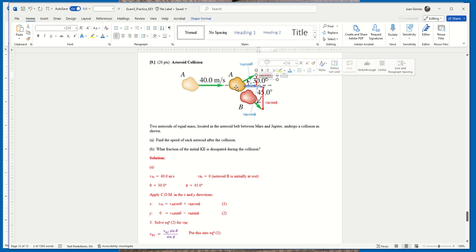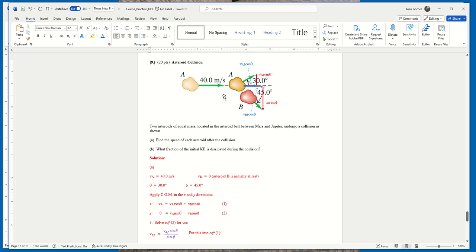Notice, after the collision, asteroid A has a speed of VA final, and VA final makes an angle of 30 degrees with the positive x. So then you have the x component of VA final. I've drawn this little dotted arrow showing you that component. That's the blue, the x component of VA final. That's VA final cosine theta. I'm letting theta equal 30, and I'll call the 45-degree angle phi. So VA final makes an angle of theta, VB final makes an angle of phi, and theta is 30, phi is 45.